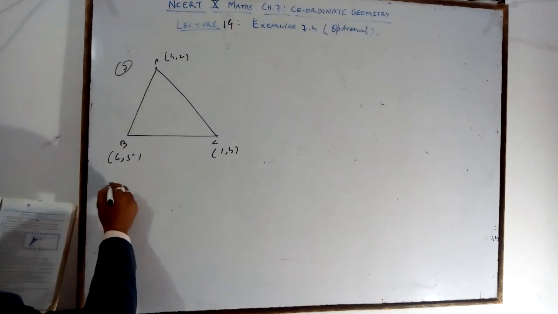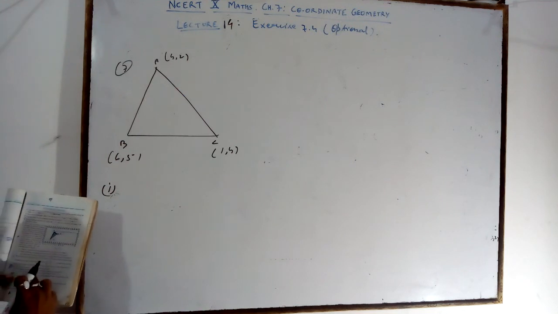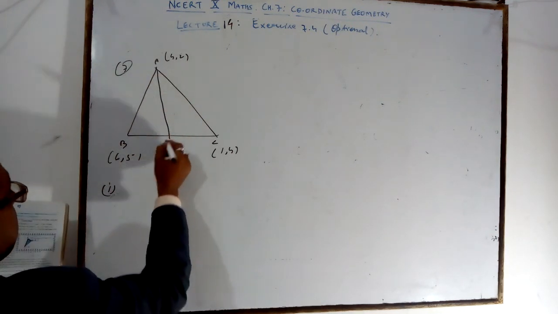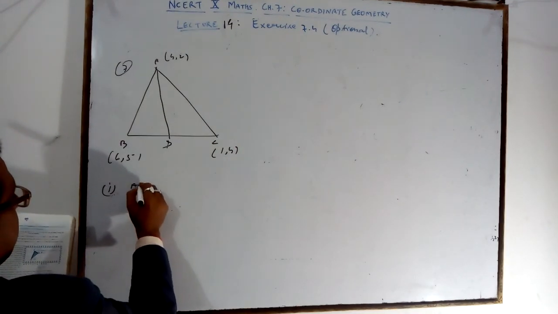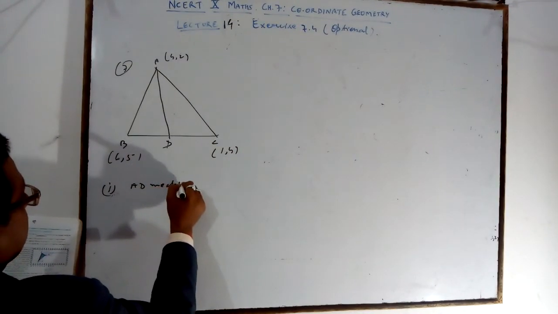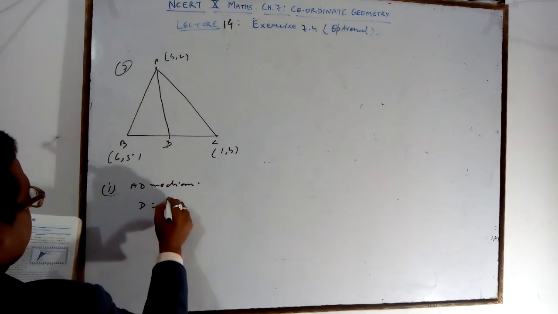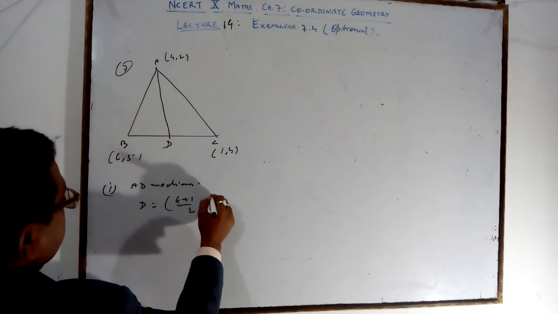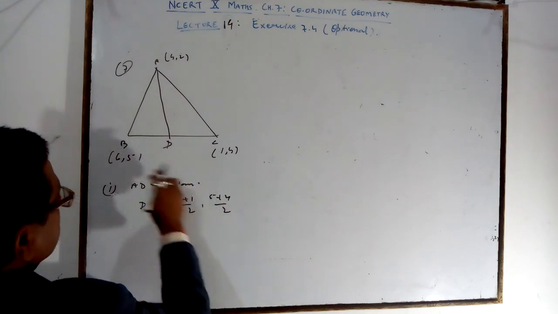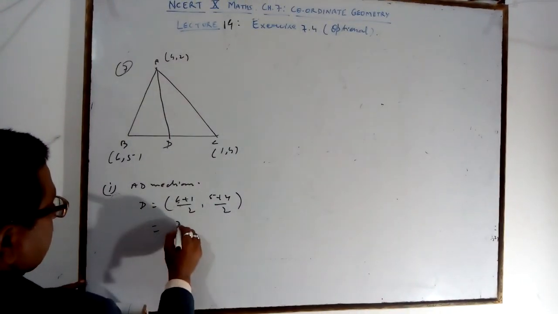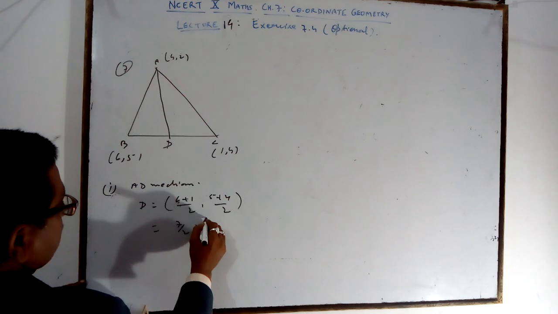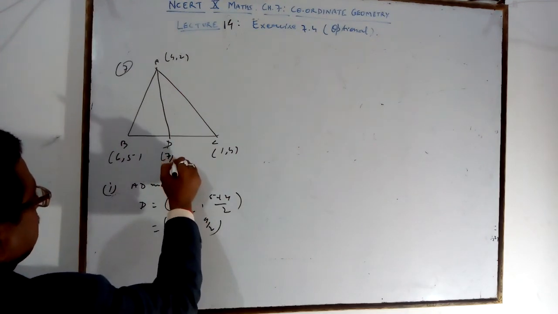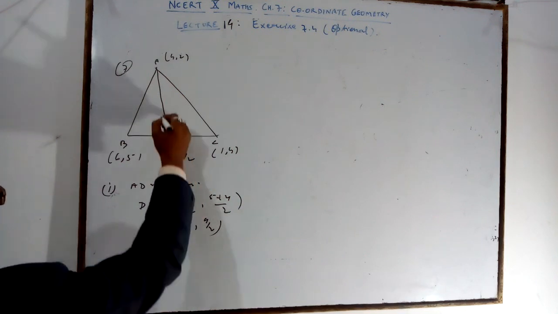Here, the first part: the median AD meets BC at D. Median means D is the midpoint. So the coordinate of D will be x1 plus x2 by 2, y1 plus y2 by 2: 5 plus 4 by 2. What will you get? 7 by 2, 5 plus 4, 9 by 2. You are getting 7 by 2, 9 by 2.